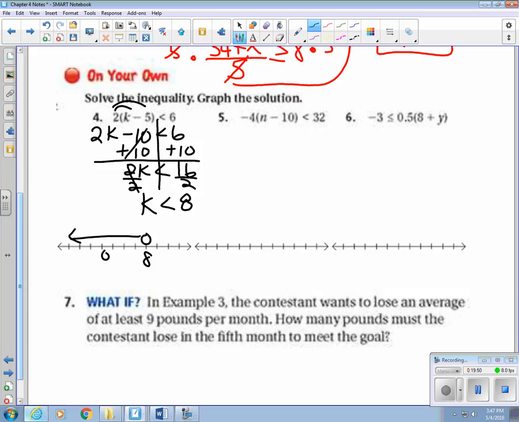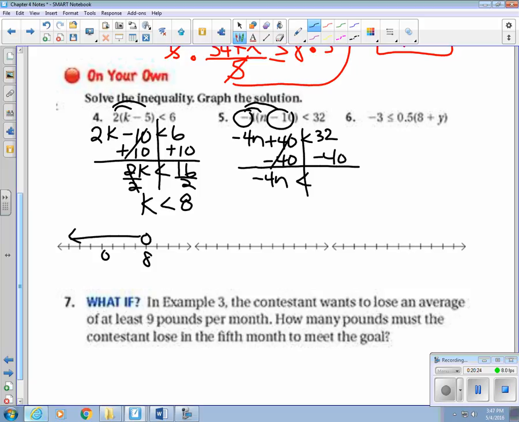Number 5, same thing. We're going to distribute. Negative 4 times positive n is negative 4n. I have a negative 4 out here and a negative 10 inside, I'm going to multiply. Negative 4 times negative 10 is positive 40, is less than 32. All right. The variable n is less connected than the 40, so I'm going to get rid of the 40 first. 40 and negative 40 cancel out. I have negative 4n on the left is less than 32 minus 40 is negative 8.